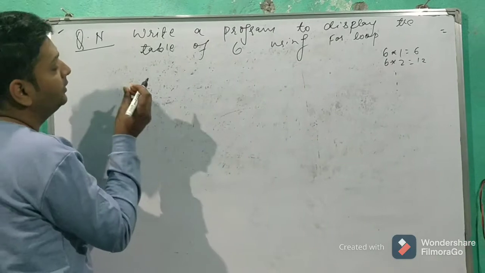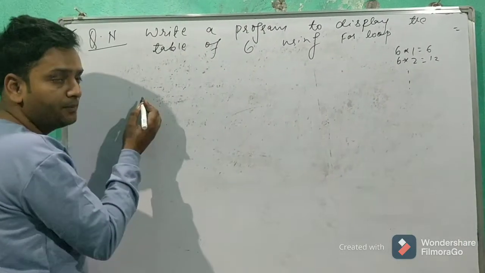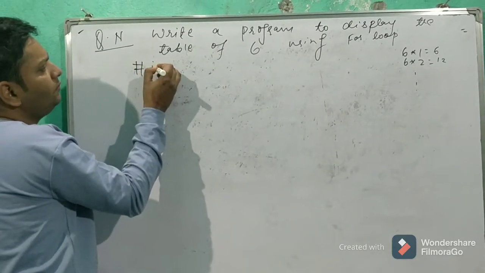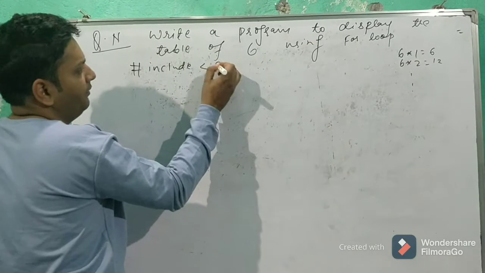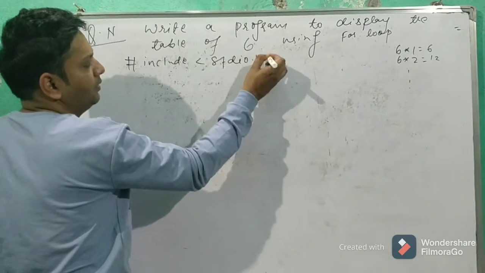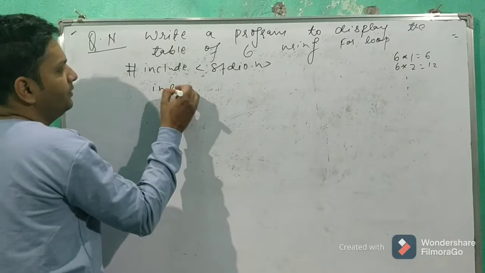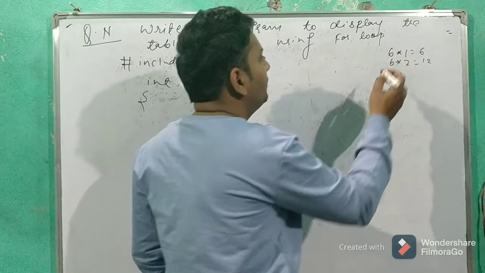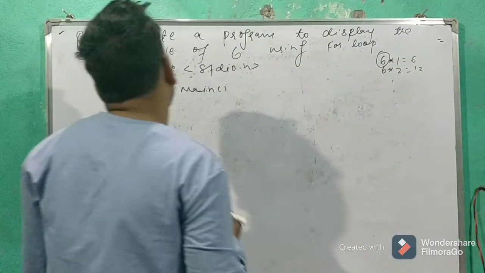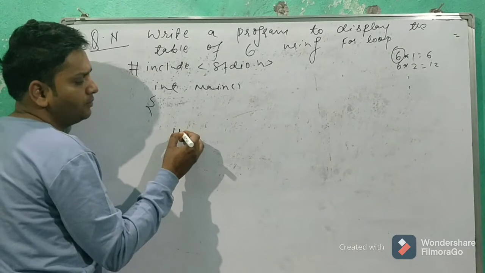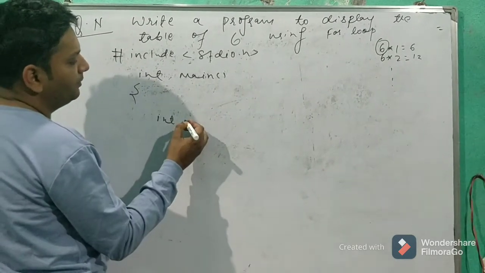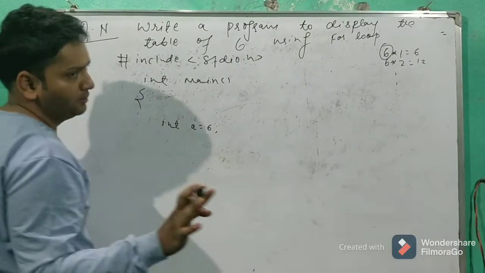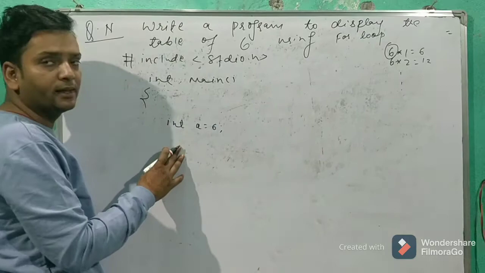following output? We are using the concept of C programming, in which we use the concept of a for loop. We have the library function, standard input output dot h. Then we have the main function. First, 6 is my fixed number, so we have to declare a variable. I'm giving the variable name a is equal to 6, or you can use user input values, which means you can use the concept of scanf.